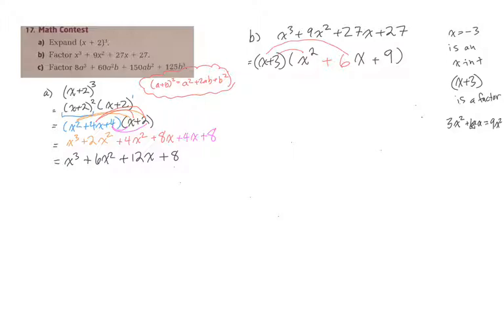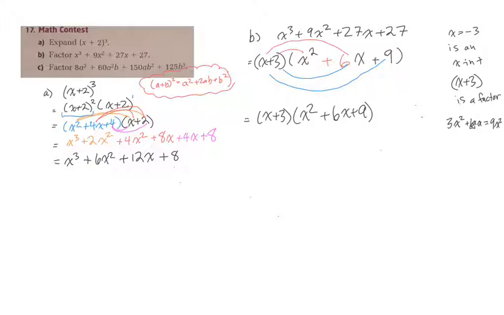So 3 times 6x is 18x. And x times 9 is 9x. Adding those two together, we get 27. So we're good to go. So we're almost done factoring, I think. So our equation is, once again, x plus 3, and then x squared plus 6x plus 9.